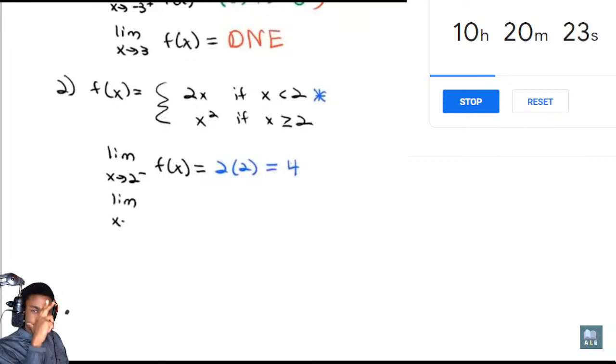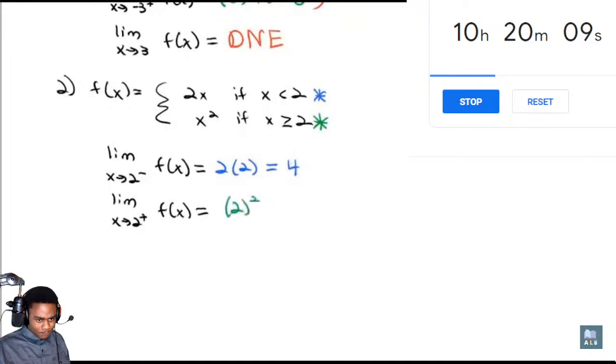Looking at the other side, the limit as x approaches 2 from the right of f of x. Coming from the right means we want bigger values, or when x is greater than or equal to 2. So we'll plug it into x squared. 2 squared is equal to 4.